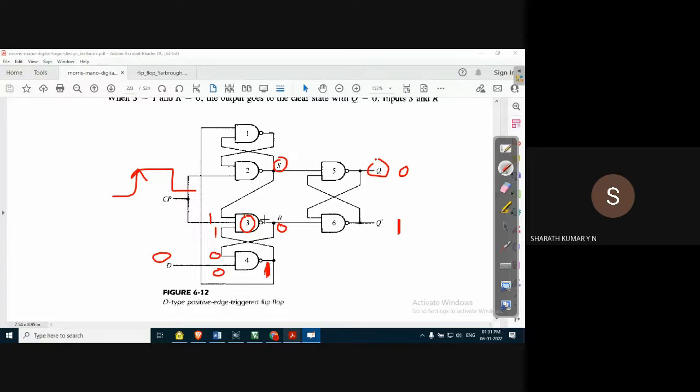Now the other input, let's observe this. The output of NAND gate number 4 is given as an input to the first flip flop. What is the initial condition now? Because of D being 0, the output of NAND gate 4 is 1. This input is also 1. Now what is the other input? The other input depends on S and R. R is 0. Let's observe this. R output is 0 because if this output is 1, this output should be 0. That means this is 0. If this is 0, that's fine.